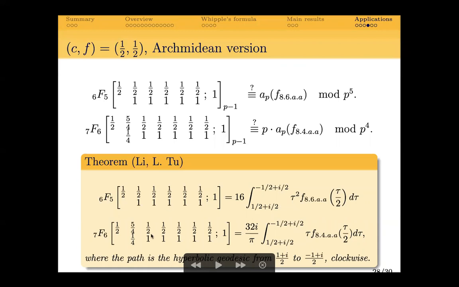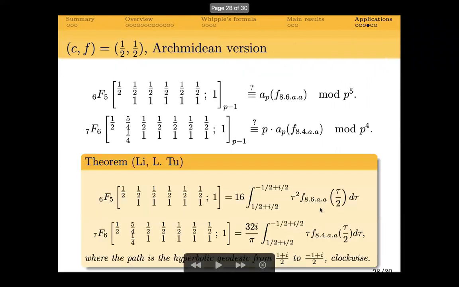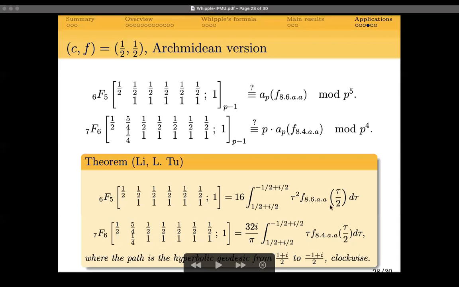And then for the second formula, we also identify the modular form. So this is the outside modular form. There are two modular forms, right? The corresponding cycle will give you the untruncated version for the original Whipple formula and the Whipple formula with the 5/4 and 1/4 deleted.